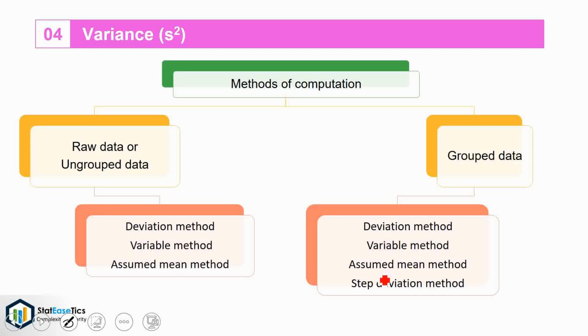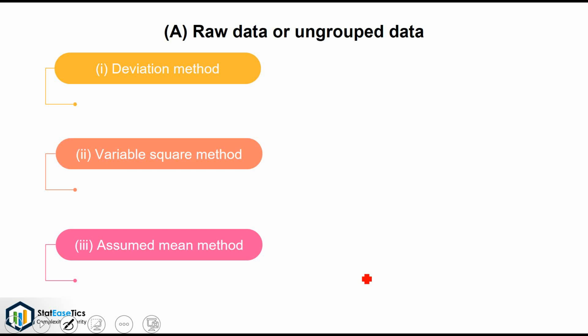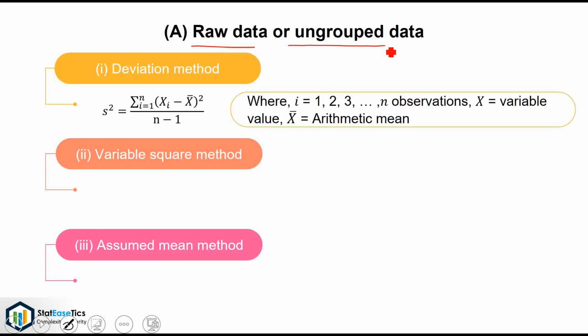The different methods for computation of variance are as shown. For raw or ungrouped data, we can calculate variance using the deviation, variable or assumed mean method. For grouped data, we can calculate variance using the deviation, variable, assumed mean or step deviation method. Let's see them with formulae. The formula for calculation of variance for raw or ungrouped data are as follows. According to the deviation method, variance, that is s square, is equal to summation i equal to 1 up to n, xi minus x bar square, divided by n minus 1.